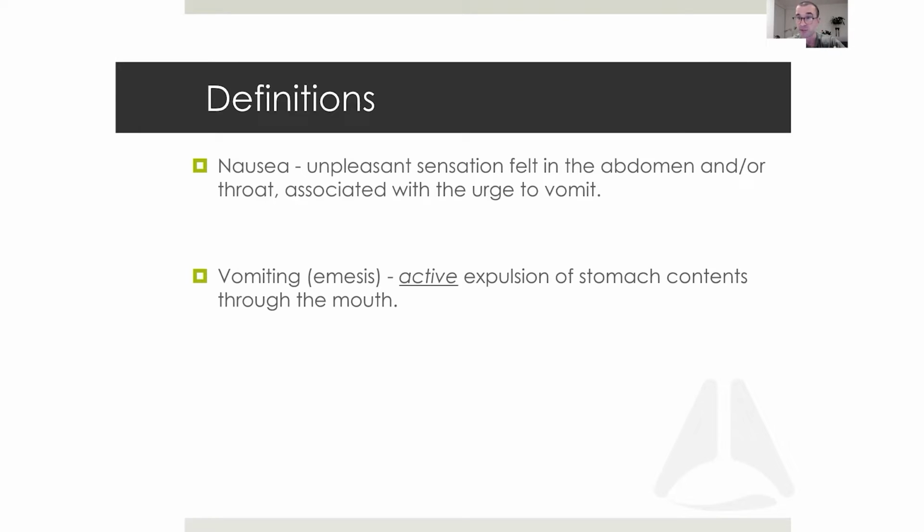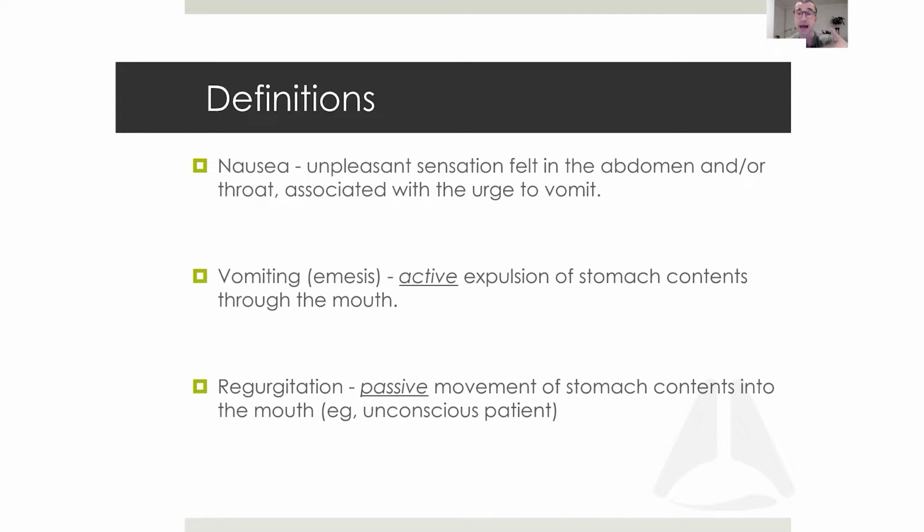And then going on from there, we've got vomiting. That's the active expulsion of stomach contents through the mouth, okay? And that's different to, say, regurgitation, which is a passive movement, right? So you have the passive movement of stomach contents through the esophagus and into the mouth. And that's associated with an unconscious patient, potentially a patient with reduced GCS, someone who might be sleeping, where the esophageal sphincters are quite incompetent and the patient's lost a lot of their airway reflexes. So that's the difference. Vomiting is active, regurgitation is passive, and nausea is that unpleasant sensation that is associated with vomiting.